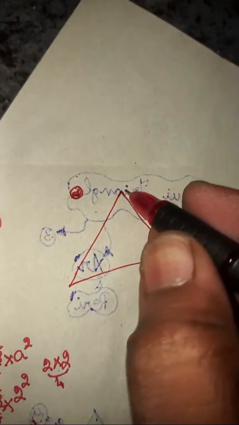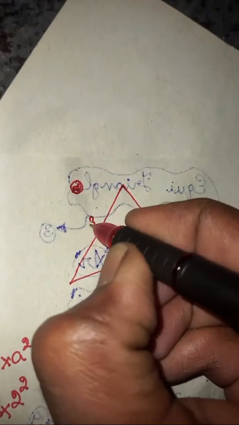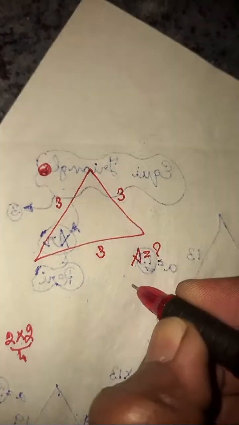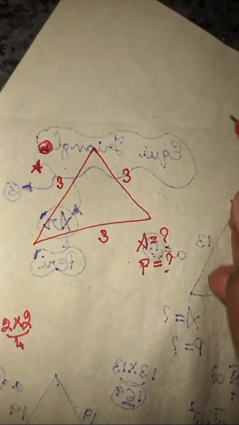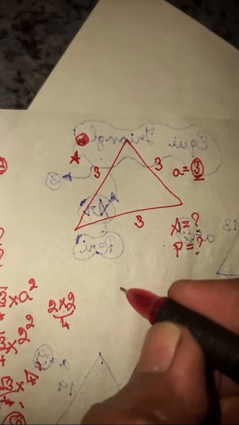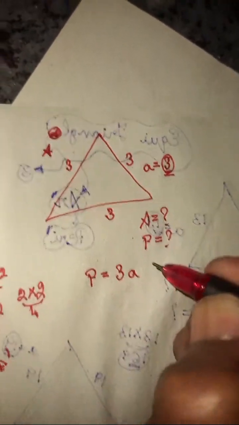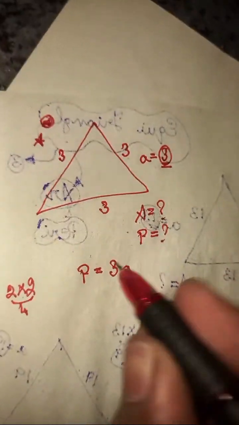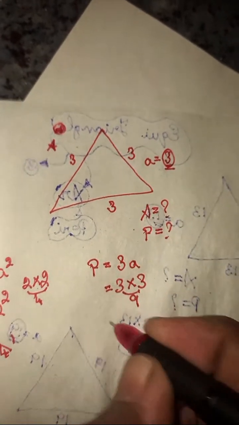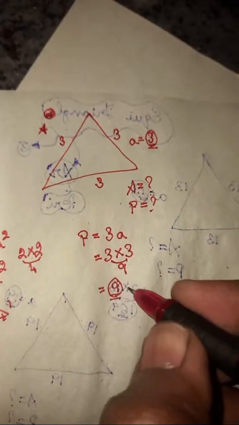Let's take one more triangle. In this triangle, all sides are equal to 3 units. When all sides are 3 units, here also you need to find out the area and the perimeter. Side length is 3 units. You're going to get perimeter as 3 times side length, 3 times 3. 3 times 3 is 9. So the perimeter is 9 units.